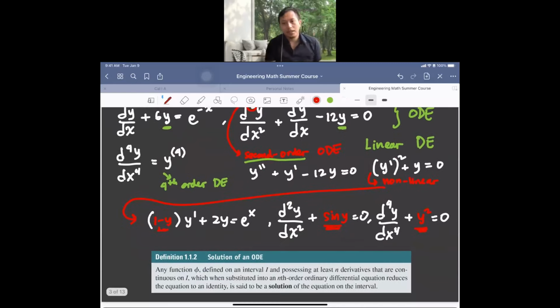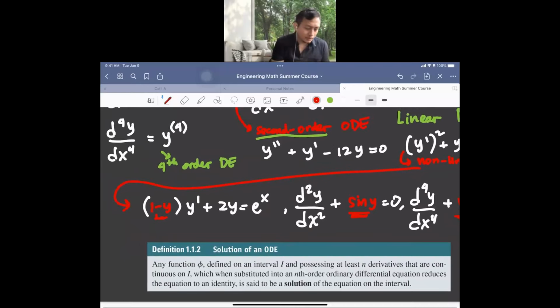Now, the solutions then, how can we get the solution of our differential equation? One of our goals in this differential equation is to find a solution. So let me just give you the definition first of what a solution is. Any function phi defined on an interval and possessing at least n derivatives, all continuous on the interval, that when you substitute into the differential equation reduces the equation to an identity, the function phi will be the solution.